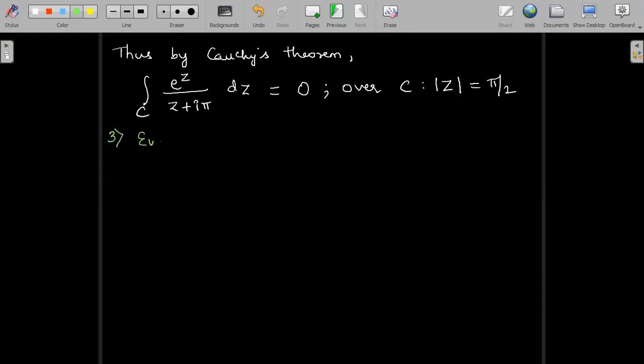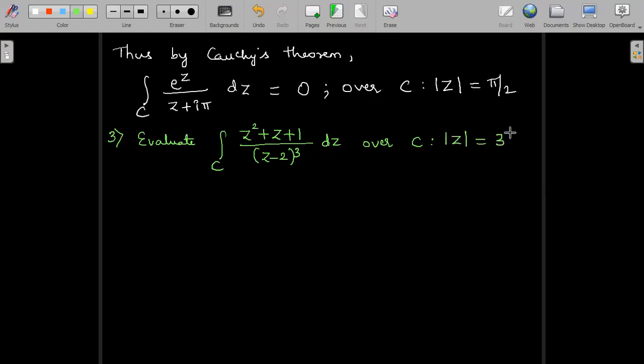Evaluate the integral over C of (z square plus z plus 1) divided by (z minus 2) the whole cube dz, over the curve C, which is given by mod z is equal to 3. Now let's see the solution for this.